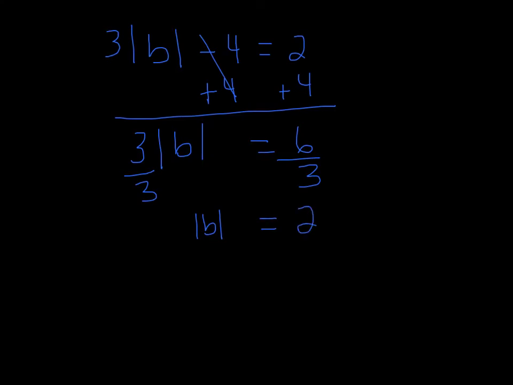So the absolute value of b in this case could be positive 2 or negative 2, because either one of those two is going to have an absolute value of positive 2. Alright, so those are your examples on page 18, and now it gets into a little bit more of questions.